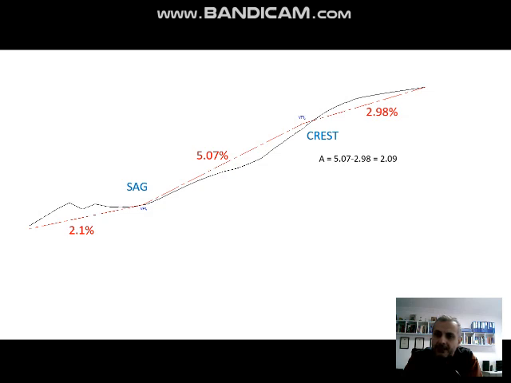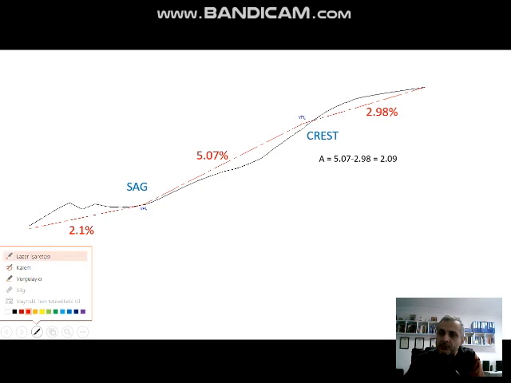I have already finalized the grades of each straight. So I have 3 straights. You will have only 2 straights. I have 3 straights: 2.1% slope, 5.07% slope, and 2.98% slope. I will have a sag type vertical curve here, and also I have a crest type, summit type vertical curve around this area. Okay, and the vertical points of intersection are here and here as well.